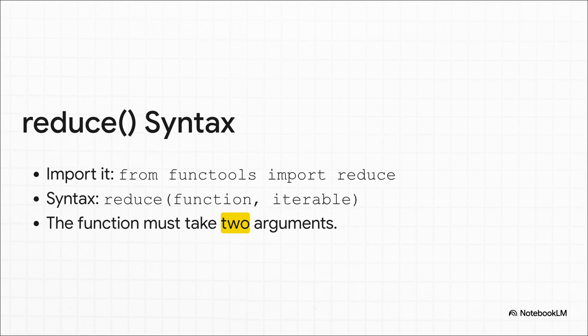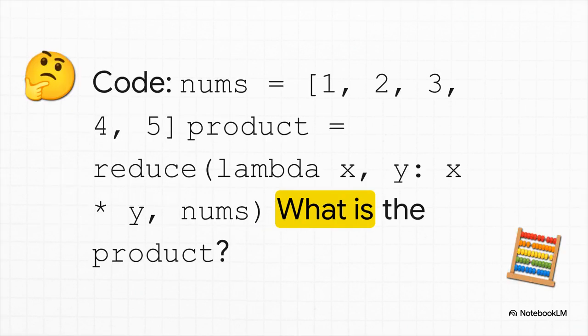First, you actually have to import it from the functools module. It's not a built-in everywhere like map is. And second, and this is crucial, the function you give it must take two arguments. The first one is for the running total, the accumulated result, and the second one is for the next item in the list.